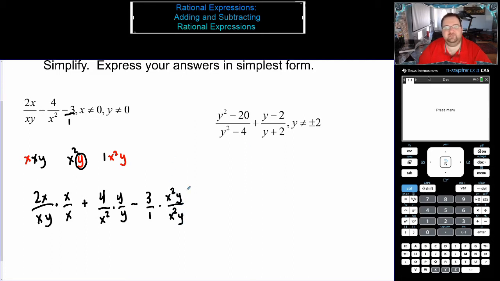Now notice the steps that I've taken. What I have done, actually first I'm going to put parentheses around everything, so we know that they're separate terms. Notice what I've done.